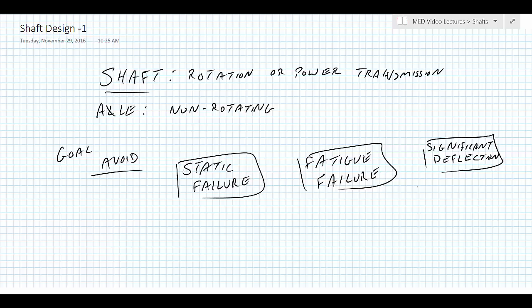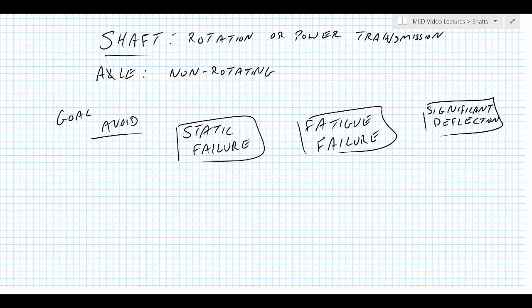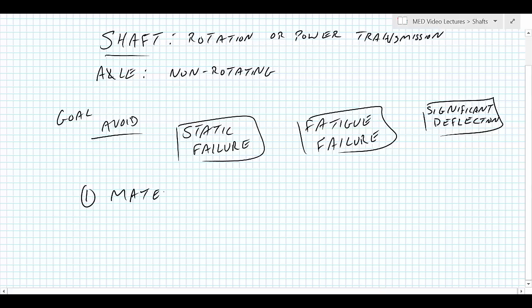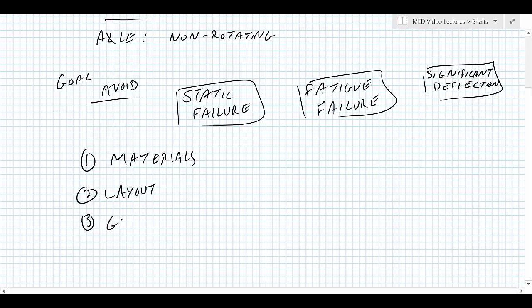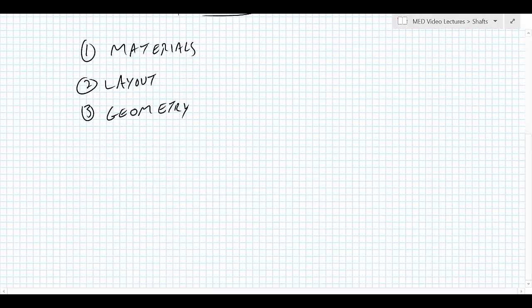So we care about things like how much it's deflecting, what the angles of twist are, as well as avoiding those natural frequencies. We have a strategy to do it, and our three-part strategy, in order, is going to be materials, layout, and geometry. So let's begin with the materials side.